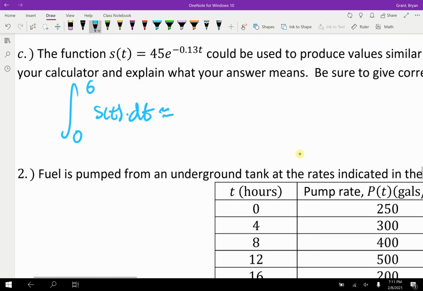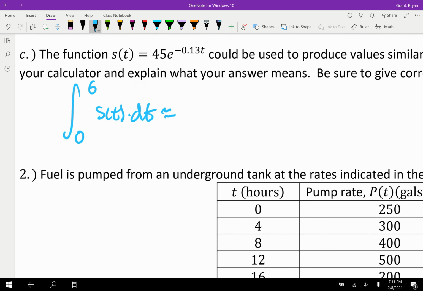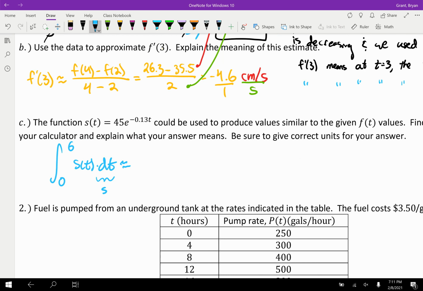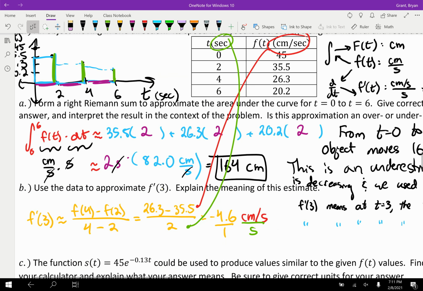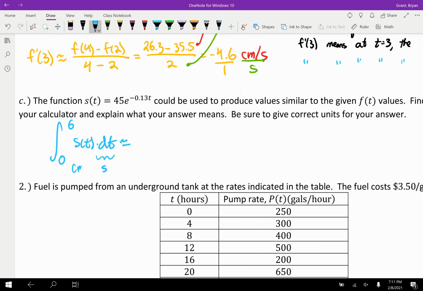Again, if you give enough space underneath your integral, units are easy. Time is the same in this problem. Time is still going to be in seconds, right? And if it produces values similar to s of t, to f of t, then s of t will have the same units as well, centimeters per second. And so we can see that our final answer here is going to be in terms of centimeters.